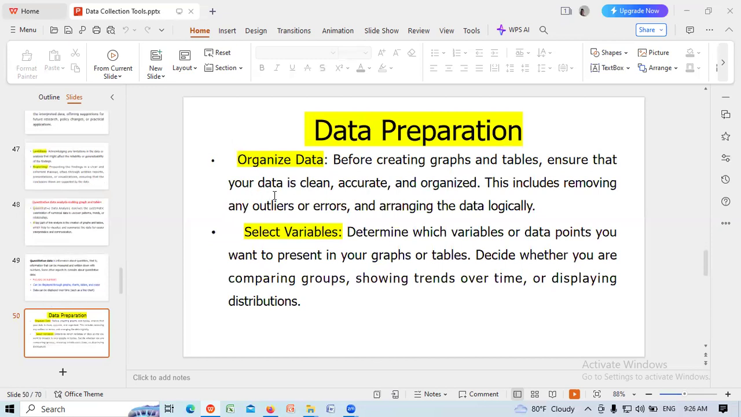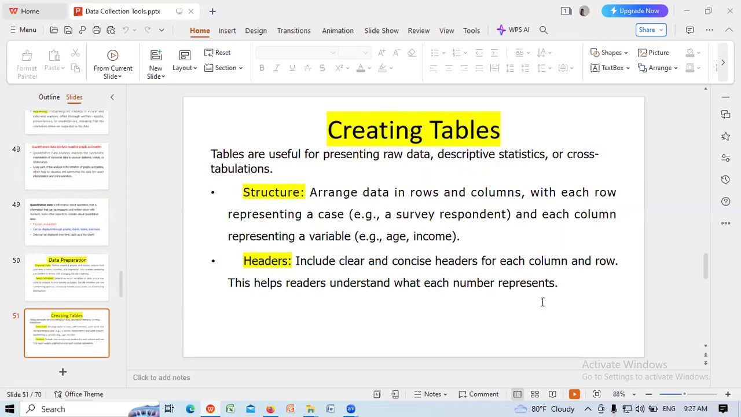Data preparation: organize data before creating the graphs and tables and ensure that your data is clean, accurate, and organized. This includes removing any outliers or errors and arranging the data logically. Select variables: determine which variables or data points you want to present in your graphs or tables. Decide whether you are comparing groups, showing trends over time, or displaying the distribution.